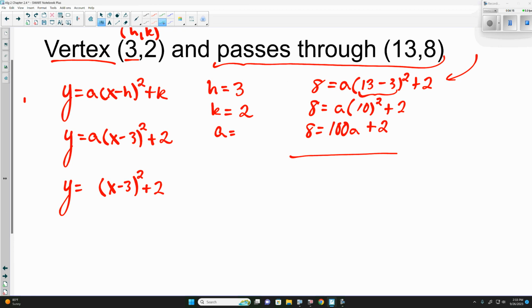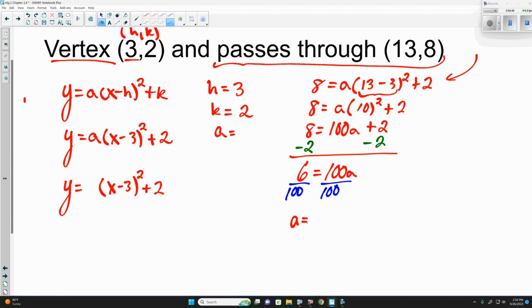So we need a by itself. So we want to subtract 2 first. Now, dividing by 100 first is not wrong. We would have to divide the 8, the 100a, and the 2 by 100. Now, the last thing we need to do is divide both sides by 100.